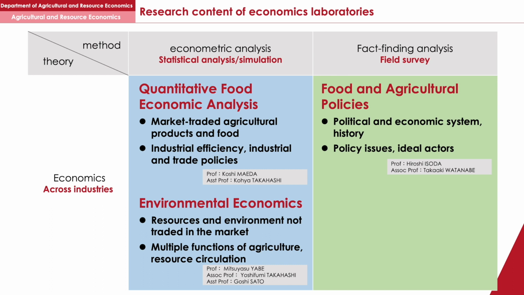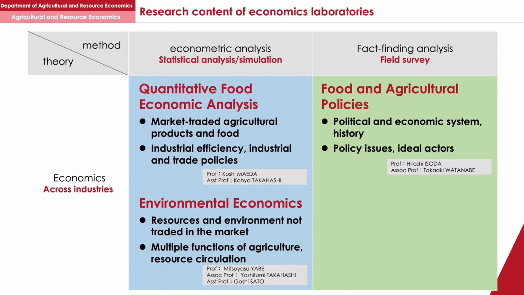Looking in more detail at the topics researched by the individual laboratories, quantitative food economic analysis looks at agricultural products and food as they're traded in markets, and also at industrial efficiency and, in broader terms, at industrial and trade policies. Environmental economics researches resources and the environment which are not traded in the marketplace. They also examine many of the functions of agriculture and the circulation of resources.